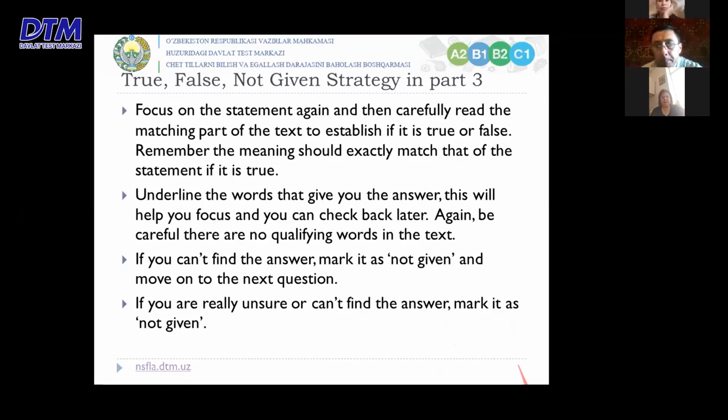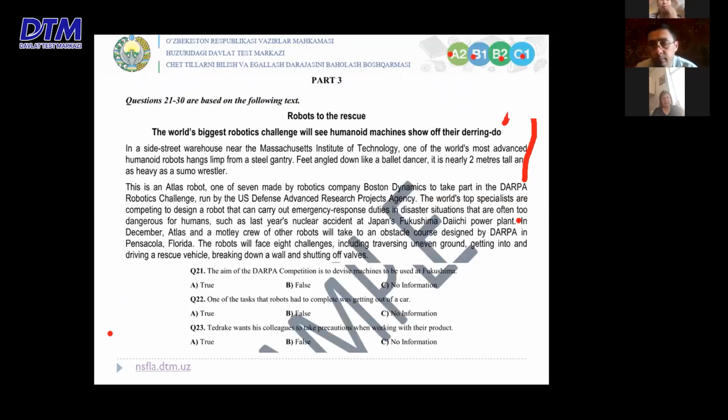Underline the words that give you the answer. This will help you focus, and you can check back later. Again, be careful, there are no qualifying words in the text. If you can't find the answer, mark it as not given and move on to the next question. If you are really unsure or can't find the answer, mark it as not given. Here is the cut from our sample.